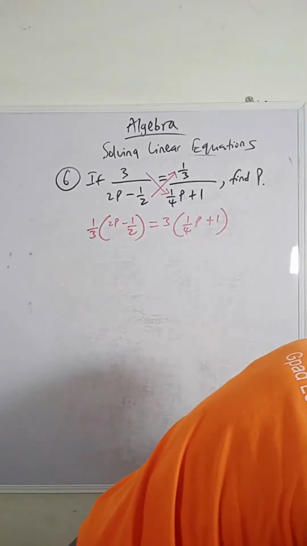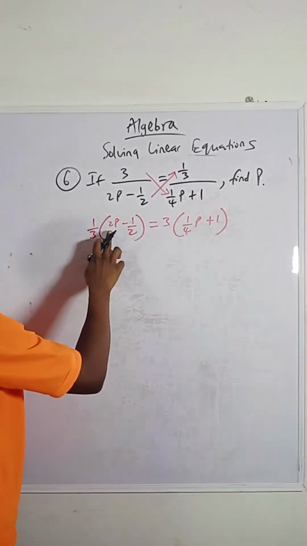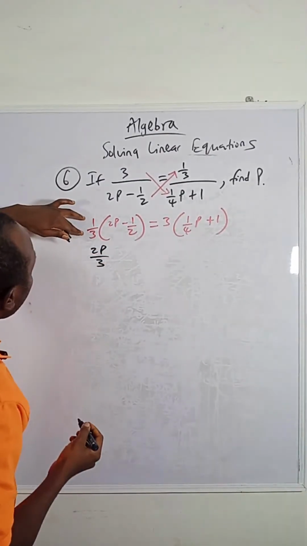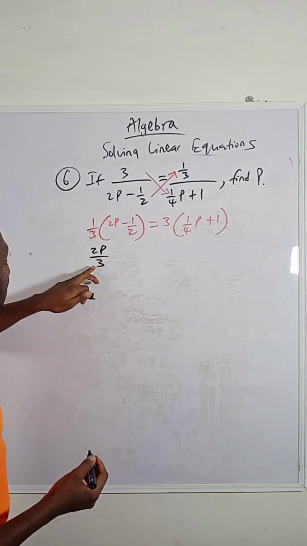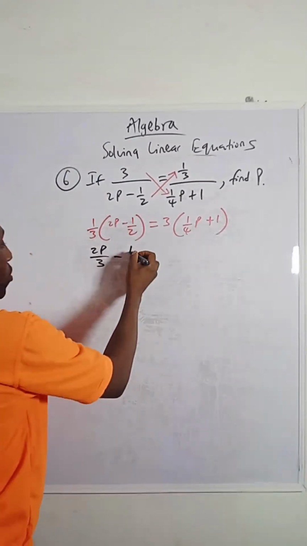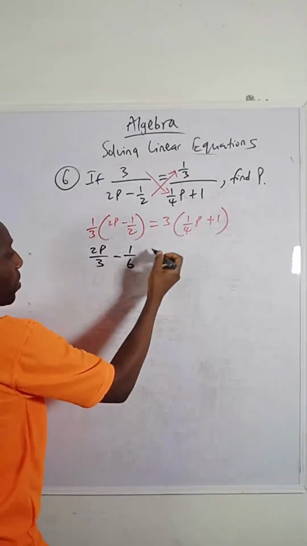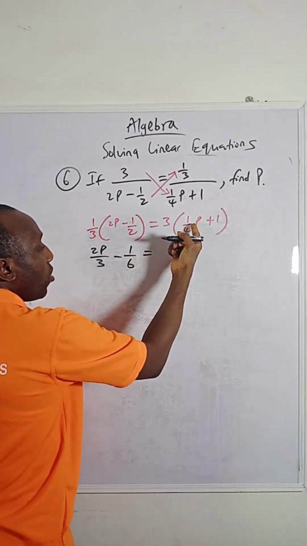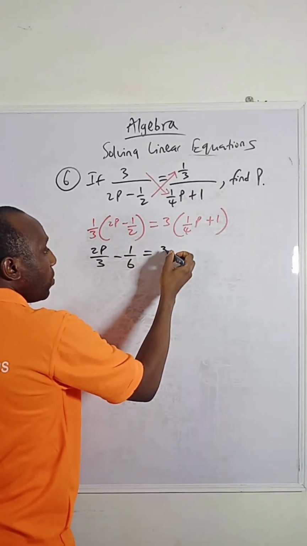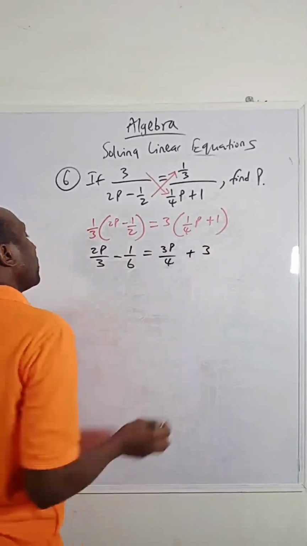Great start. Of course, I'm doing it. So 1 over 3 times 2p is what? 2p over 3. Then minus 1 over 3 times 1 over 2 is what? 1 over 3 times 2 is 6. So we come here and do the same thing: 3 times 1 over 4p is 3p over 4, then 3 times 1 is 3. Are you seeing that?